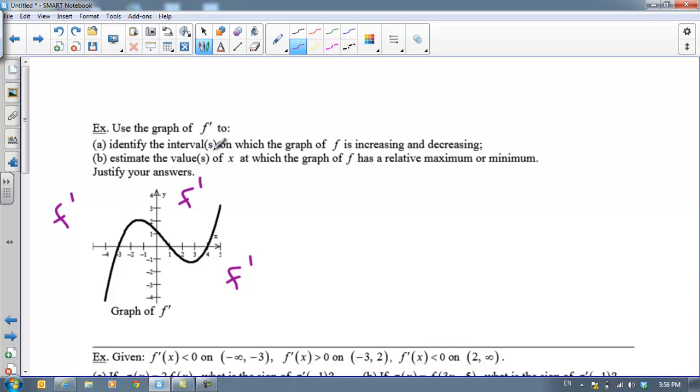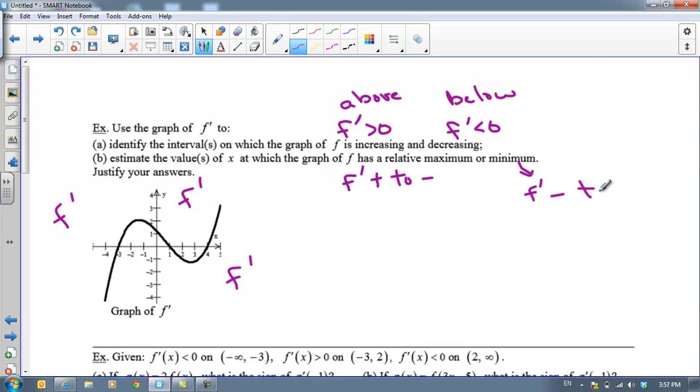Alright, so let's identify the intervals on which the graph of f is increasing. So let's annotate here. That means that f prime would have to be positive. As a graph, that means it needs to be above the x-axis. For f to be decreasing, I need f prime to be negative, which means f prime has to be below the x-axis. And then for a relative maximum, I need f prime to go from positive to negative, and for a minimum I need f prime to go from negative to positive. So that's what all of that stuff means. So let's justify our answers, and we're going to see that in just a second.